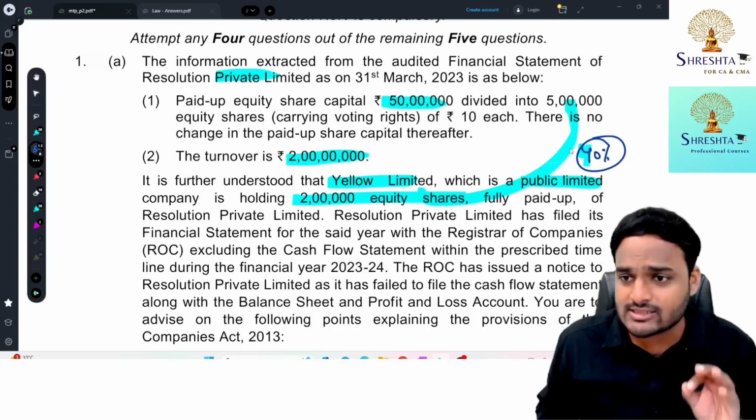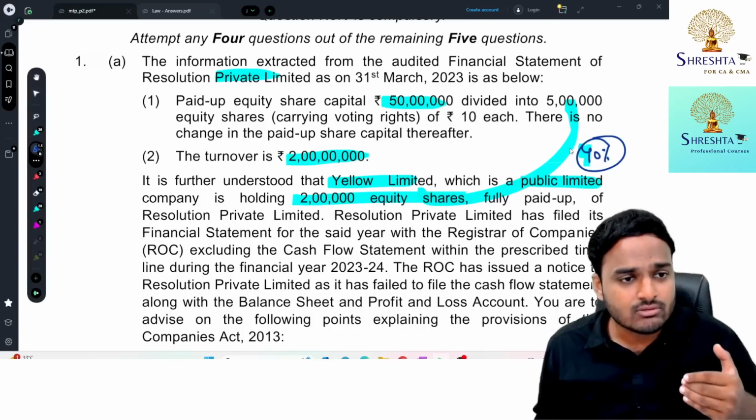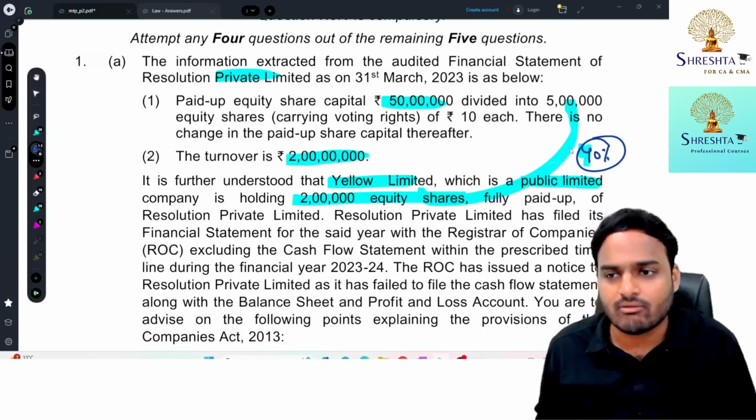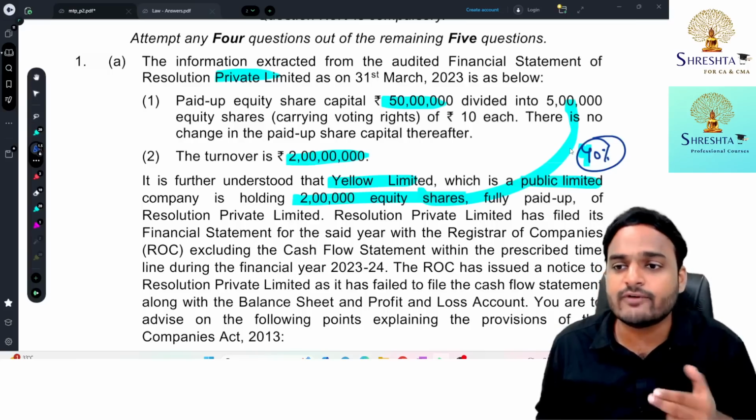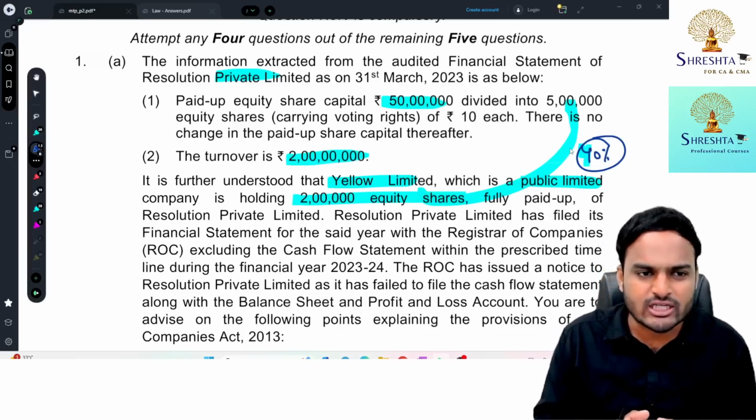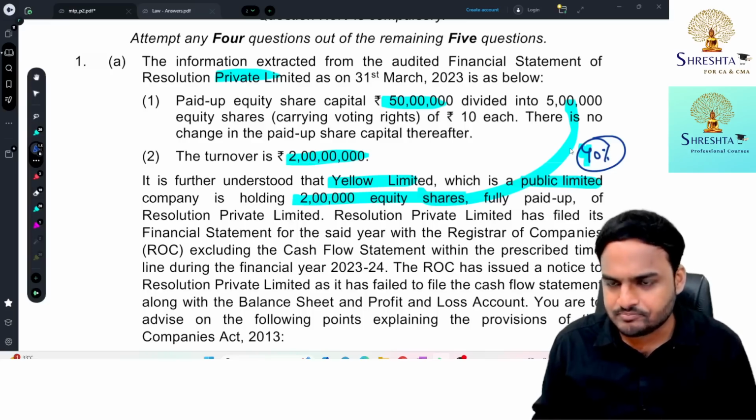In order to call someone a subsidiary, the other company should have more than half of the total voting power. More than half, that means more than 50%. Here the holding is just 40%, so it is not a subsidiary.